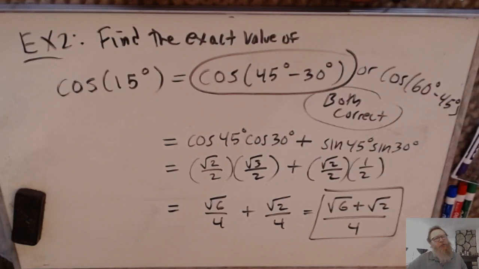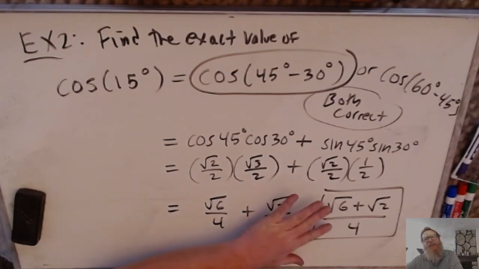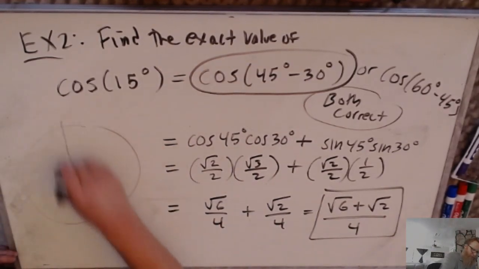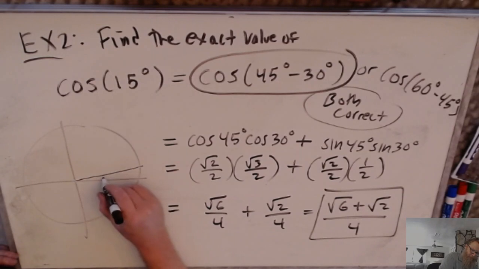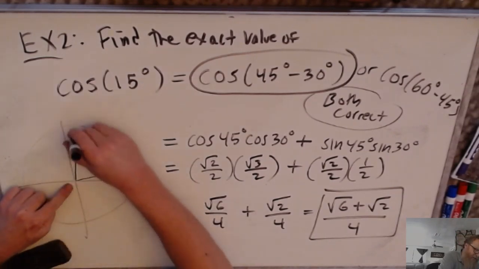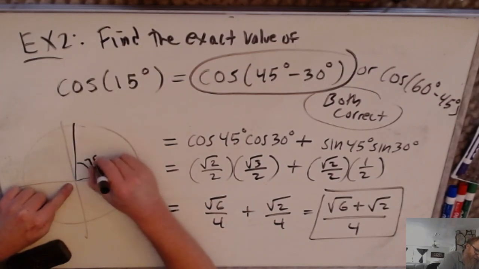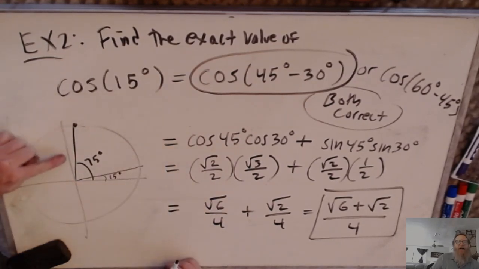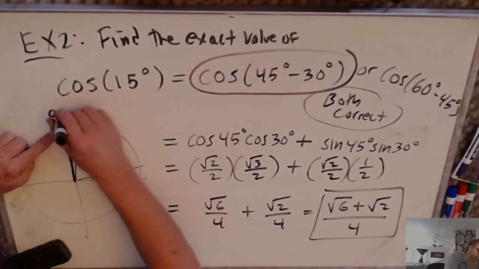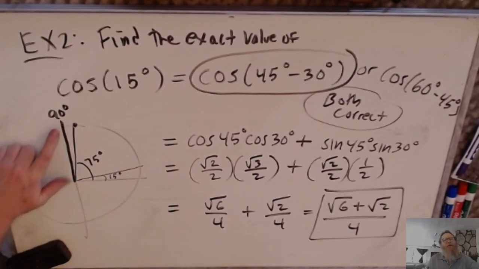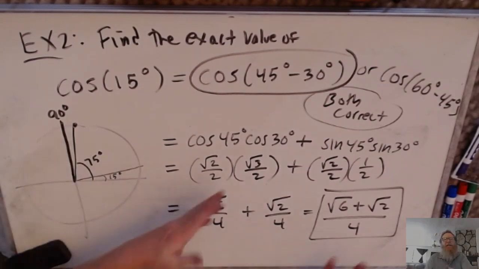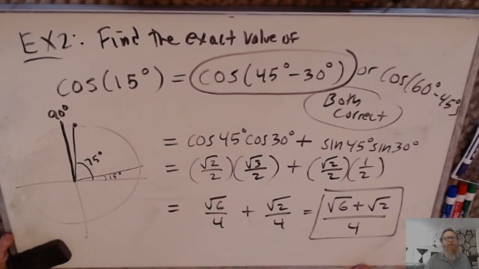There is some symmetry here if you think about it. 15 degrees is 15 degrees away from 0. And then you might notice that 75 degrees is also 15 degrees away from 90. So there is some physical reason on the circle why these answers are so similar.